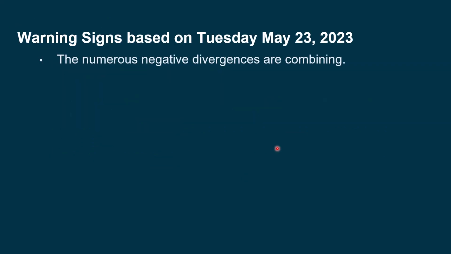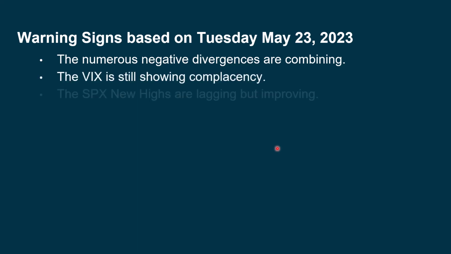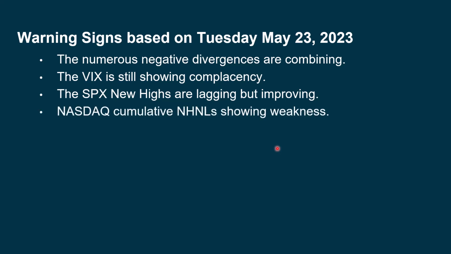So our warning signs, there are still numerous negative divergences, and these may last a while. These charts that we're looking at cover long ranges of time. The VIX is still showing a lot of complacency. The S&P new highs, they are lagging behind, but they are improving. We're actually in an uptrend overall, but they didn't really participate when the S&P was going up higher. The NASDAQ cumulative new highs, new lows, they are continuing to show weakness.